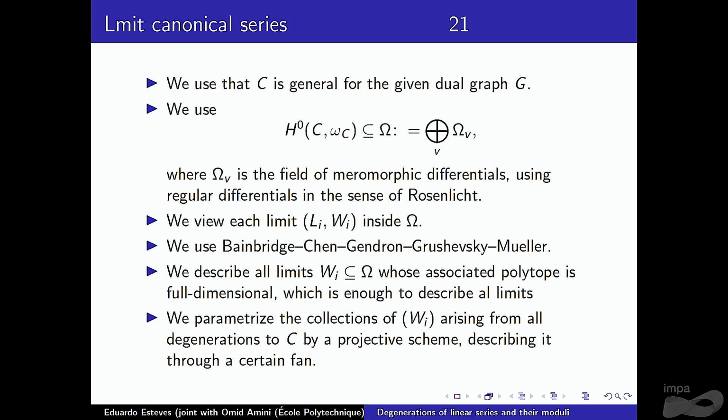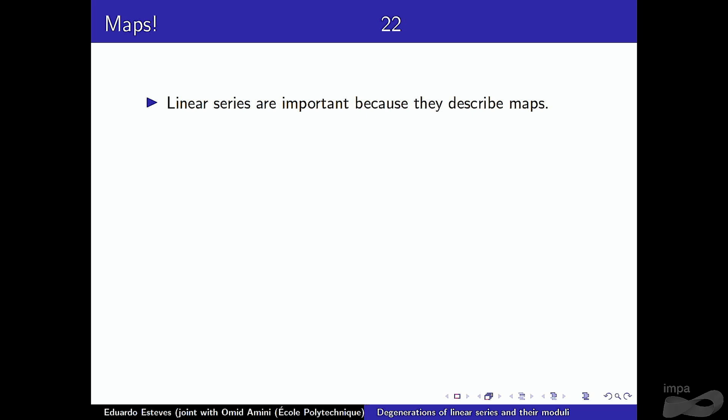Okay. So I'm almost there. I'm going to talk about maps. I started talking about these 3 different ways that you can view a linear series on a smooth curve. And also here, there are 3 different ways that we can try to understand these linear series that we're parameterizing. They're important because they describe maps.